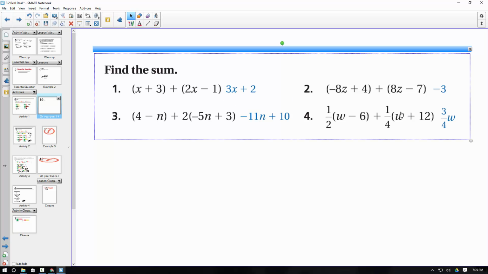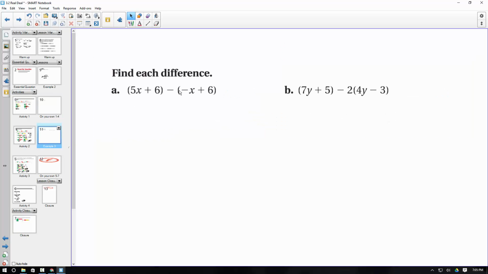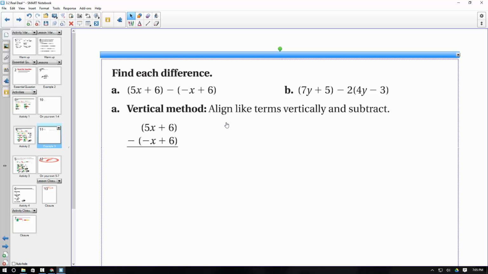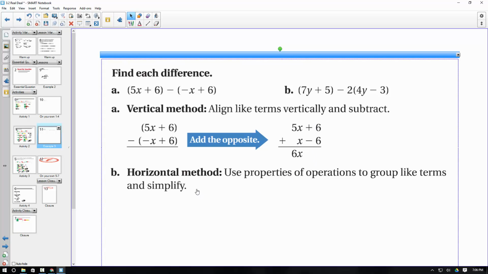So hopefully you have these answers right here. If you have any questions, please feel free to ask. Find the difference. Notice that this is minus a negative. So this becomes a plus x, and this becomes a minus 6. So we're going to go through like this here. Notice that it's the opposite. So it's plus x, like I said, and minus 6. And then this becomes 6x, and this becomes 0.